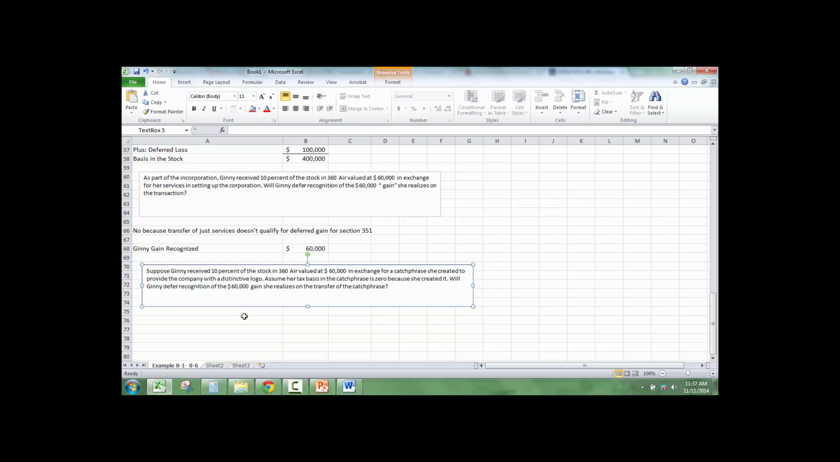Now let's suppose that Ginny received 10% of the stock valued at $60,000 in exchange for catchphrases that she will create to provide the company with a distinctive logo. Assume her tax basis in the catchphrases is zero because she created it. Will Ginny defer the recognition? Yes, because intangible assets are considered property for Section 351. So she would defer the whole amount.